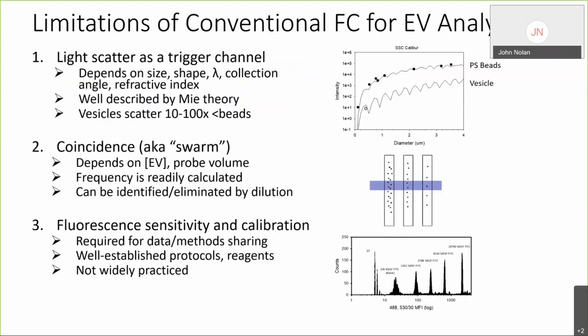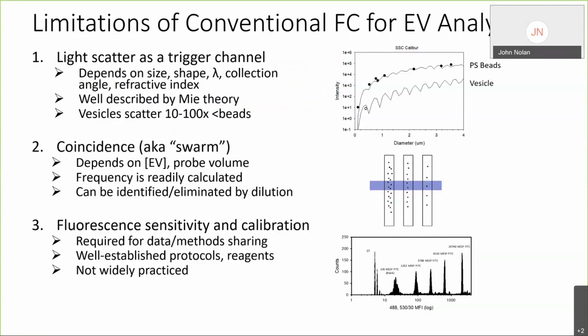In terms of flow cytometry of EVs, most of the challenges can get boiled down to 3 main topics, which are summarized here and addressed in the manuscript.